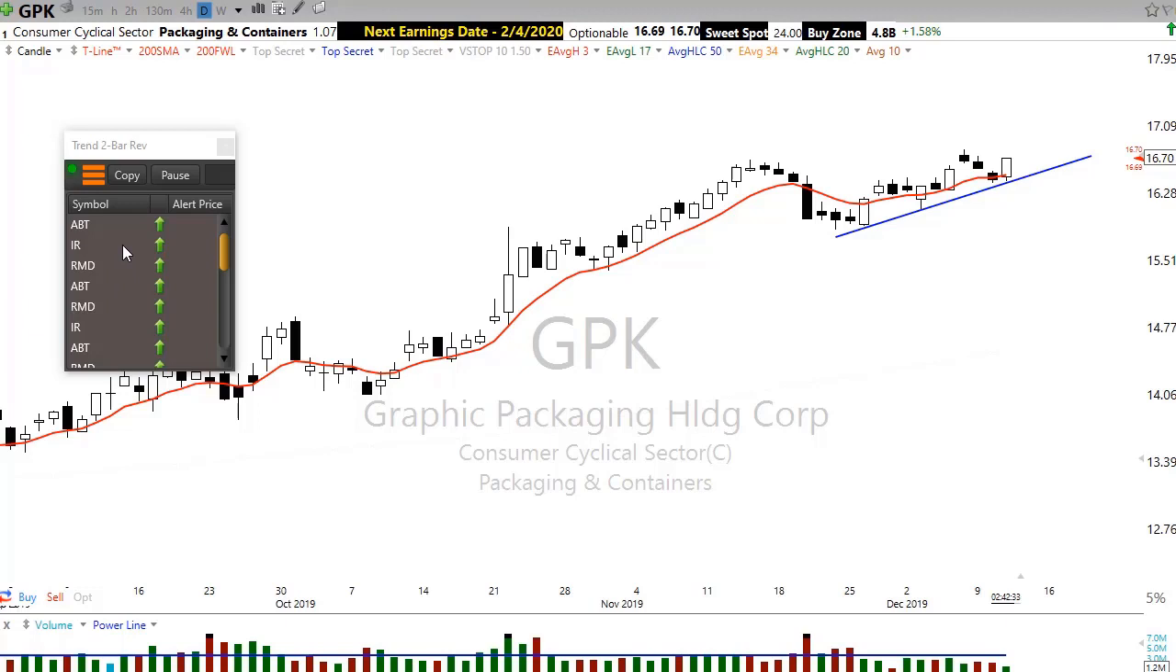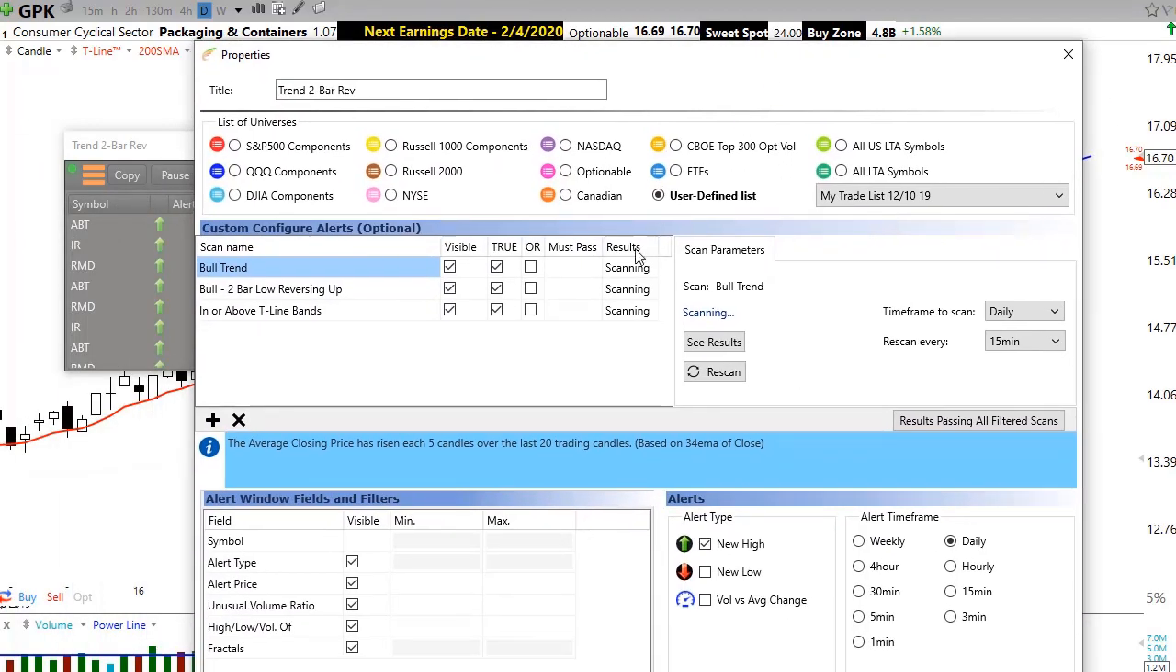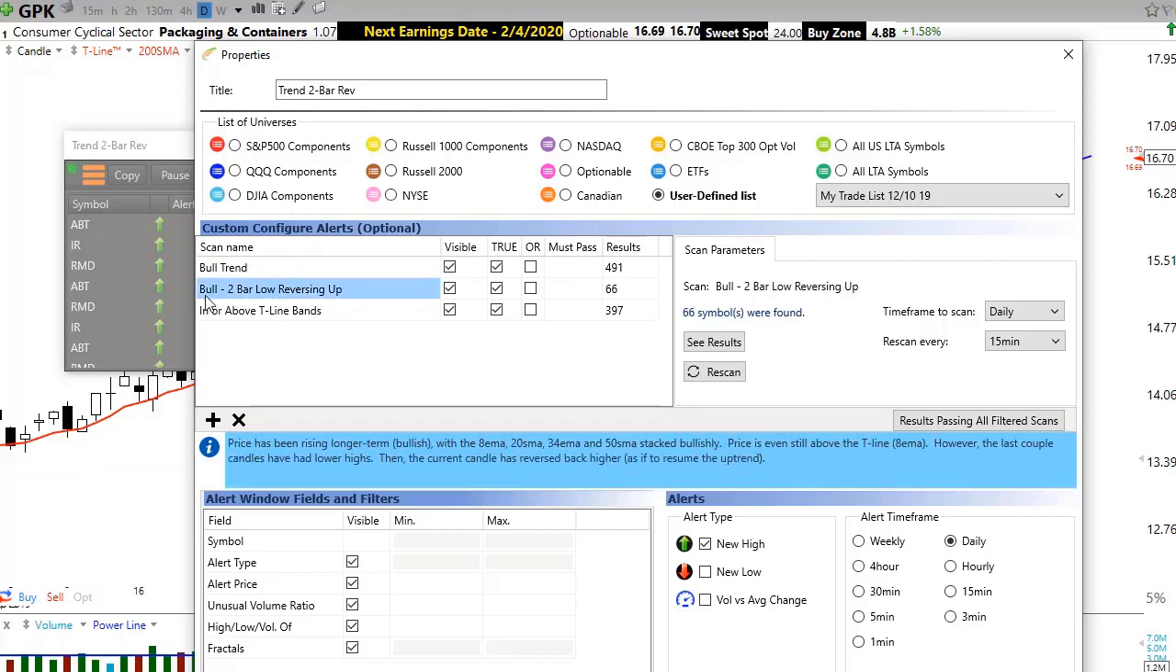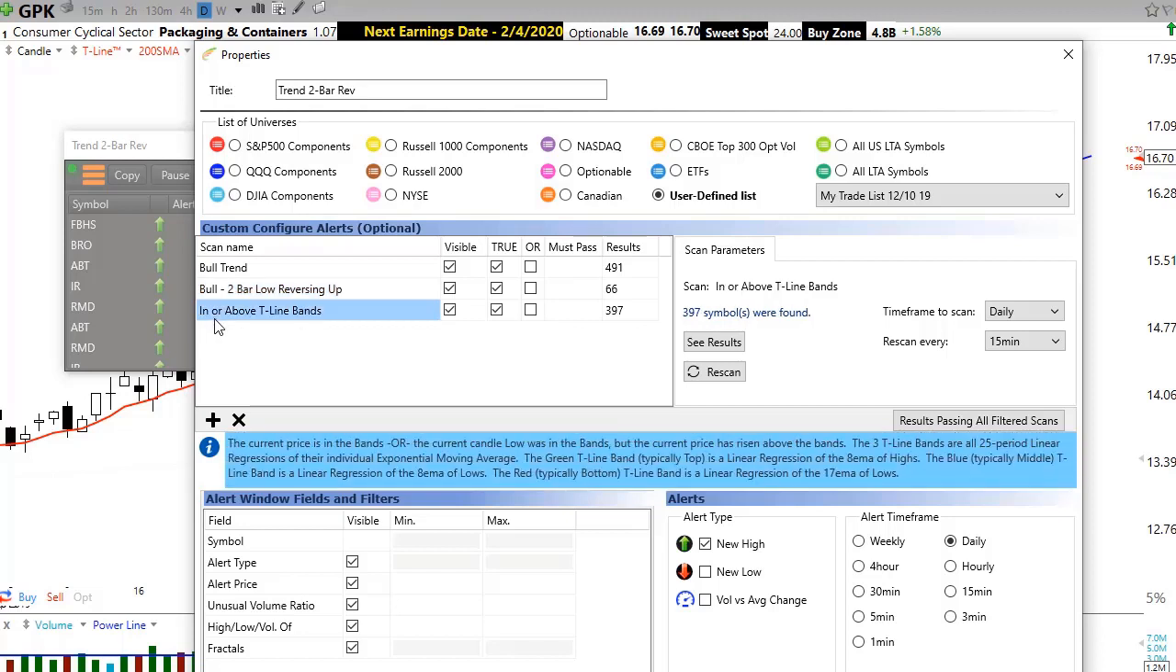I'm going to go to properties, and here's what I have. Can everyone see that? There's my bull trend. Bull trend is just moving up. It's based on the 34. I'm looking for a bull 2-bar low reversing up. So it has to make a 2-bar low, and then it's reversing up, right? Now, I'm pretty sure we can tighten this up. We can sweeten it up a little bit, but this is pretty good, just making it on the fly. And then I'm looking for the next one, in or above the T-line bands.